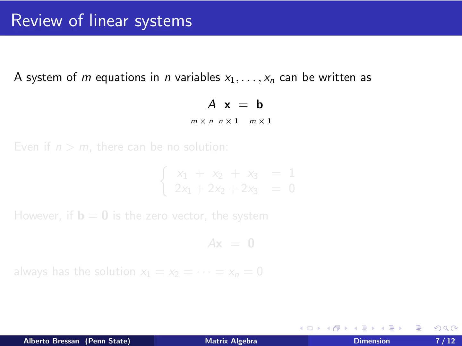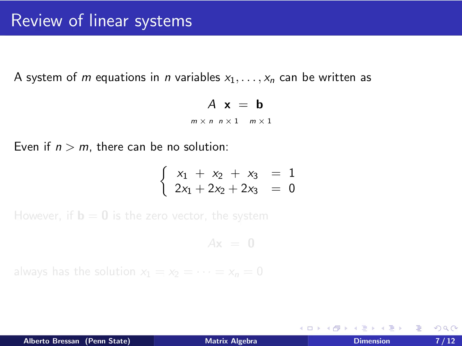Now, let's do a quick review of some related concepts we have learned in linear systems, which will be useful here. Okay, so the first one is that if you have a system of m equations with n variables, then they can be written in this form: a matrix A times the unknown x equals B. And here the matrix A will have dimension m times n, and x is a vector of length n, so it's n times 1. And B is a vector of length m, so it's m times 1.